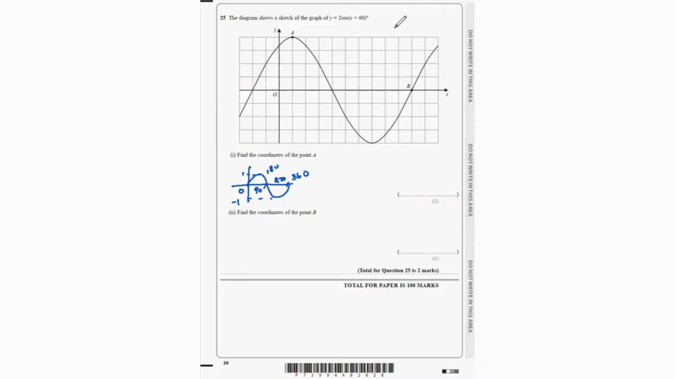And then if something is being multiplied to the function, that's the scale factor for the y value. So you multiply the y value by 2 in this case.